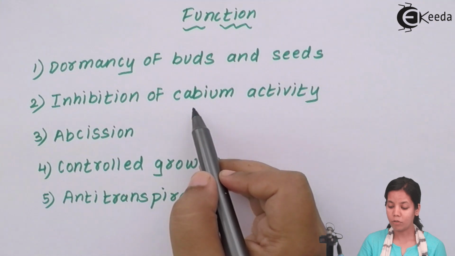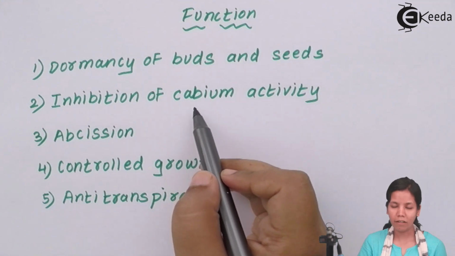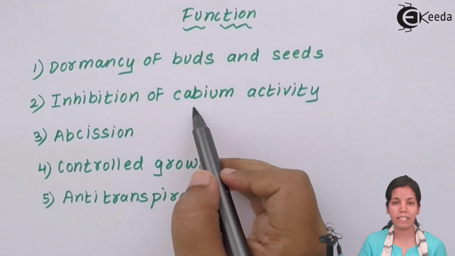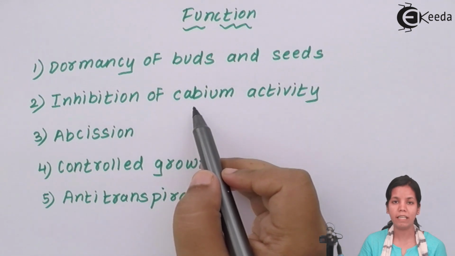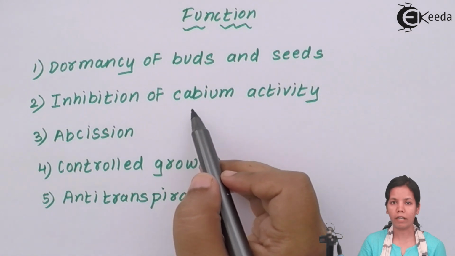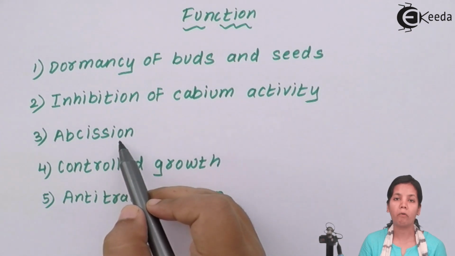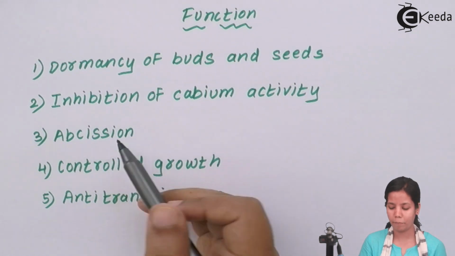They cause inhibition of cambium activity, and if there is inhibition of cambium, there will be no thickening of the stem region in the plant. Basically, the stem region will remain as it is. It will not elongate. Abscission. Now, abscisic acid stops abscission, or untimely falling of leaves, to a certain extent. They help to delay senescence of flowers, fruits, and leaves.